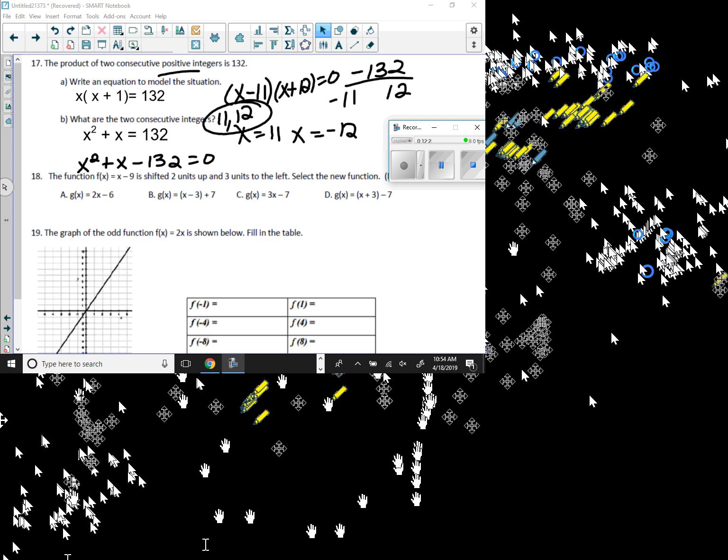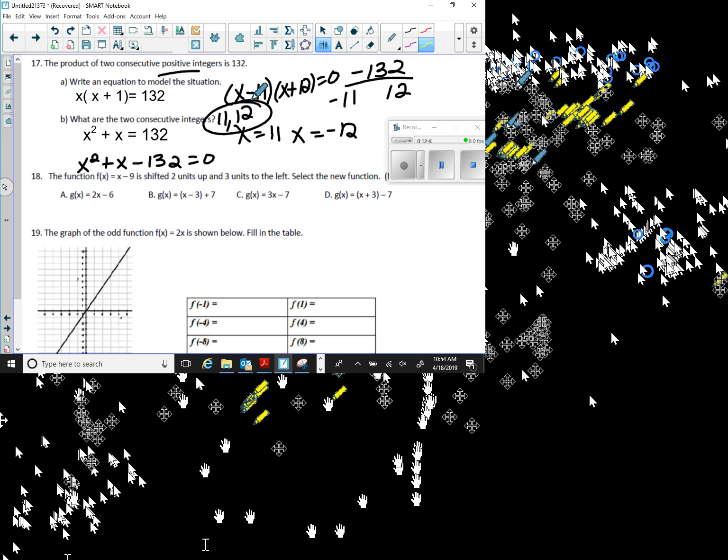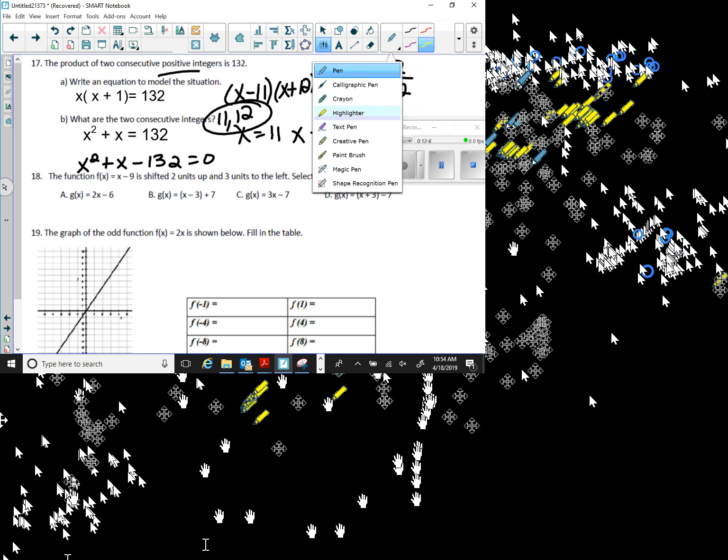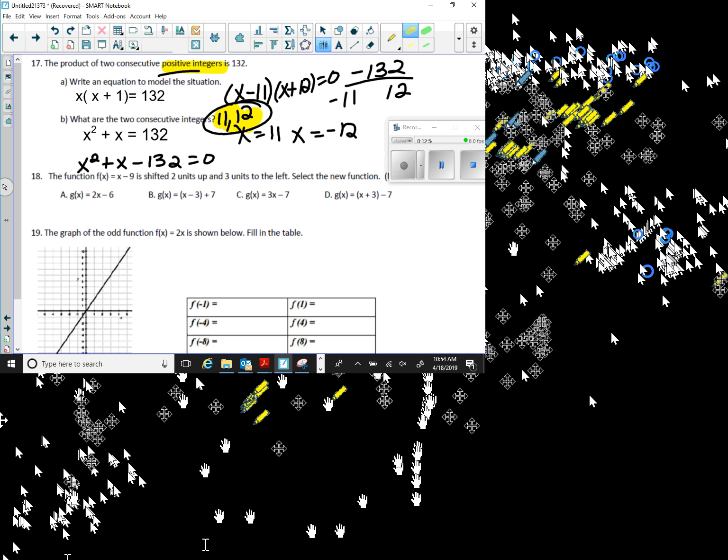Okay, look at number 17. You've got to factor these. You figure out that negative 11 times 12 gives you negative 132 when you multiply those. When you add them together, you get 1. That's what we want. So when you solve those, you get x equals 11, x equals negative 12. But the question said it had to be positive integers. So it has to be positive. Didn't mean to mark that out. Whoops. Meant to highlight it. Positive integers. So the positive integers would be 11 and 12.